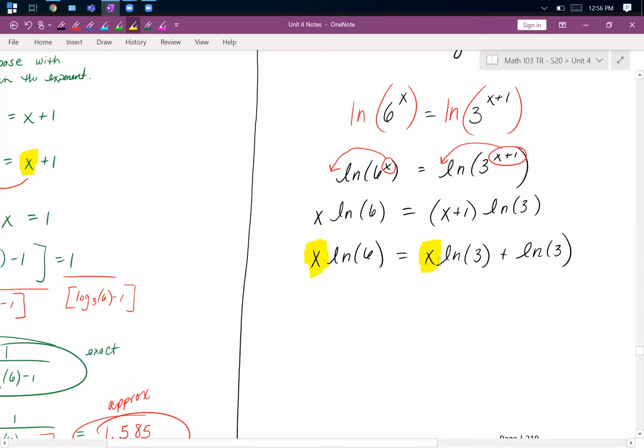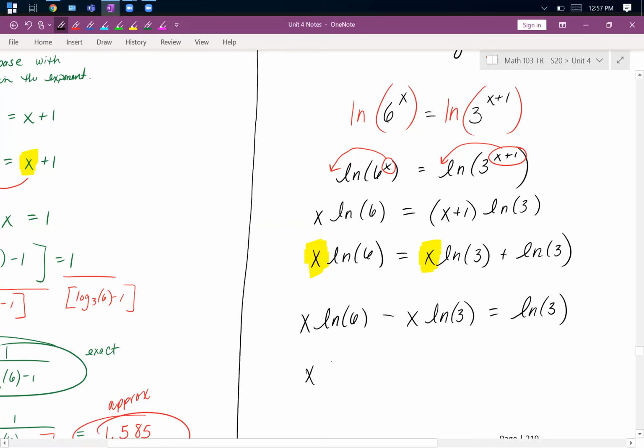We're going to use the same solving technique that we did with the other method. We're going to get all the terms containing x on one side, all the terms that don't have an x on the opposite side. We'll factor out our x and then divide. x times the natural log of 6 minus x times the natural log of 3 equals the natural log of 3.